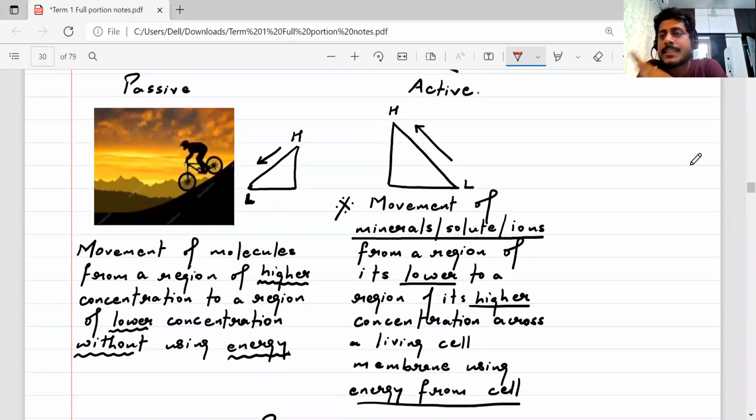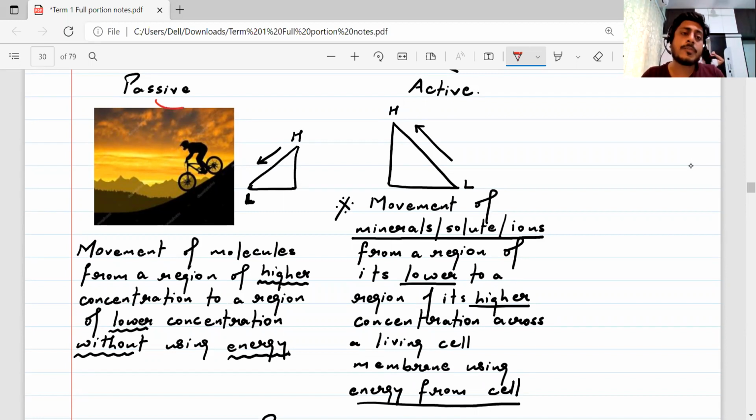So when there's movement that's taking place from lower to higher concentration, which is against the gradient, it's something that is going to require energy. And then when it is going to require energy, then you call it as active transport. So remember, active is against the concentration gradient and active is something that is going to require energy. Active transport ka significance for plants is going to be absorption of minerals.